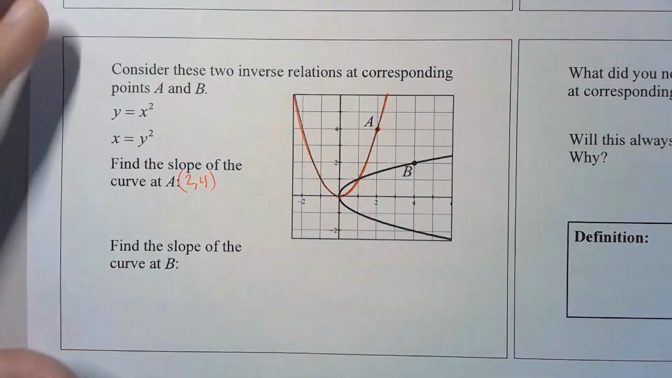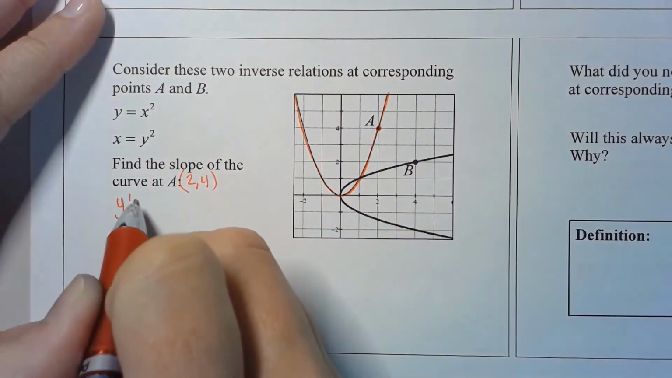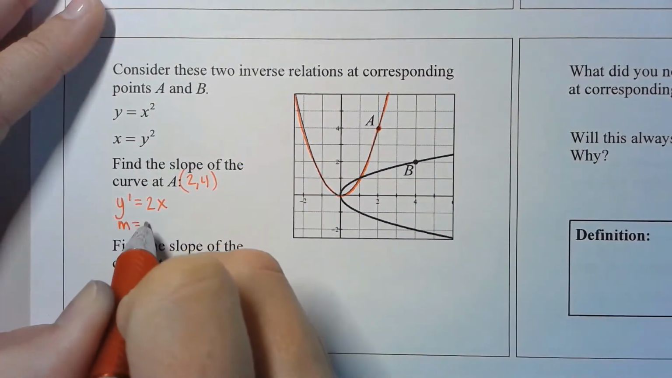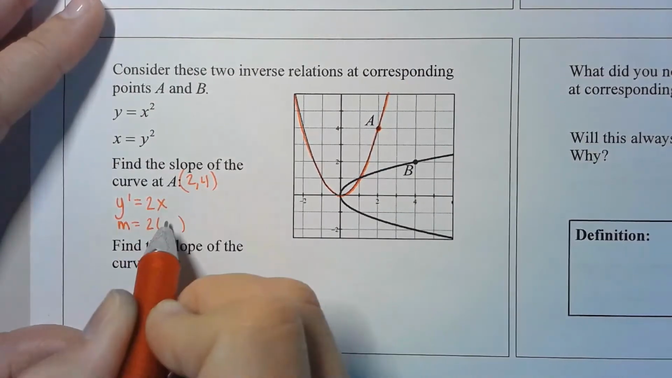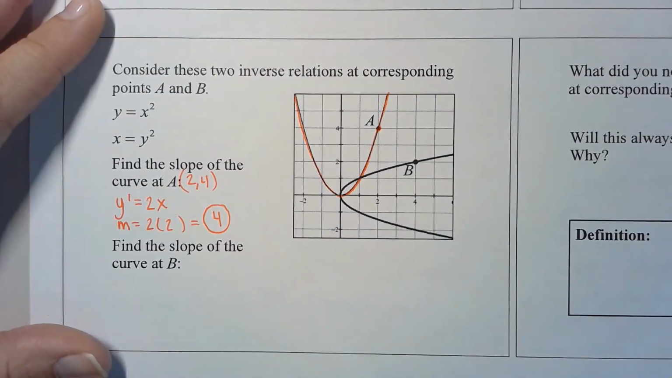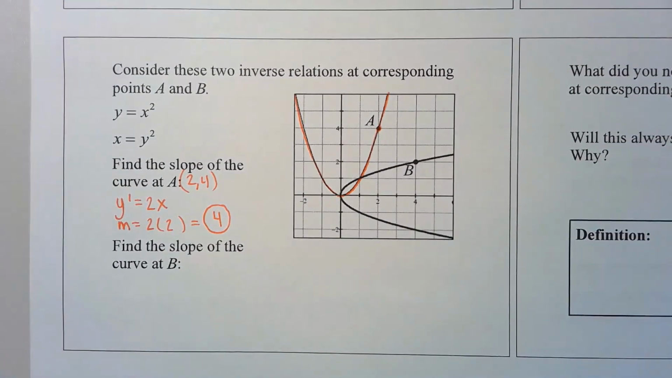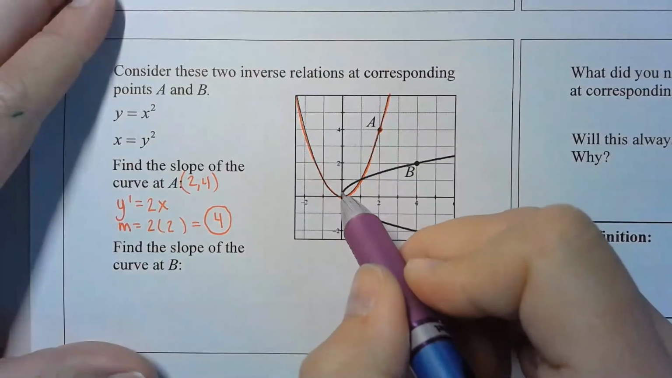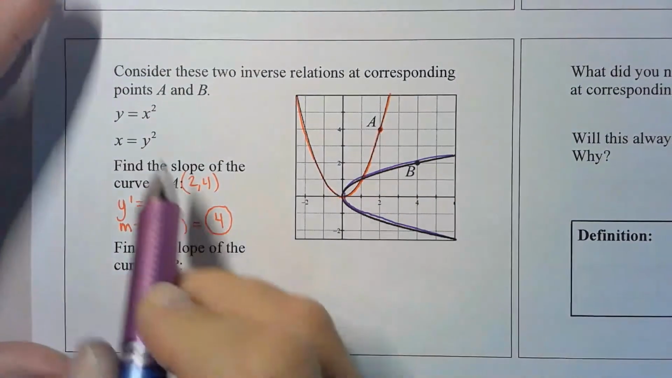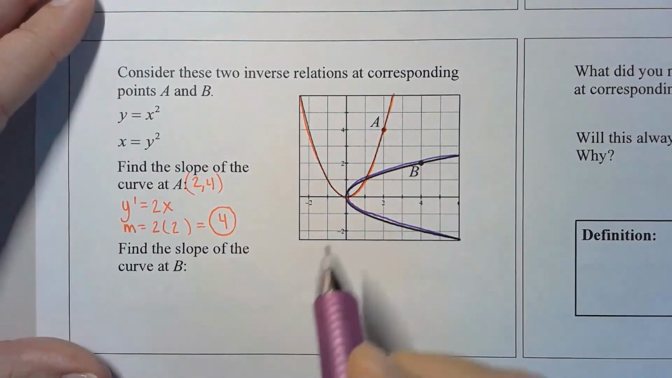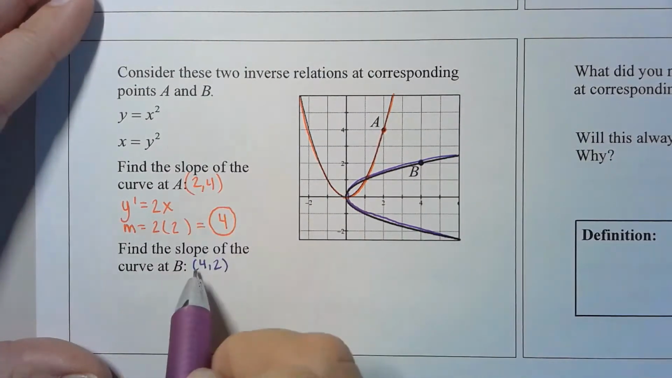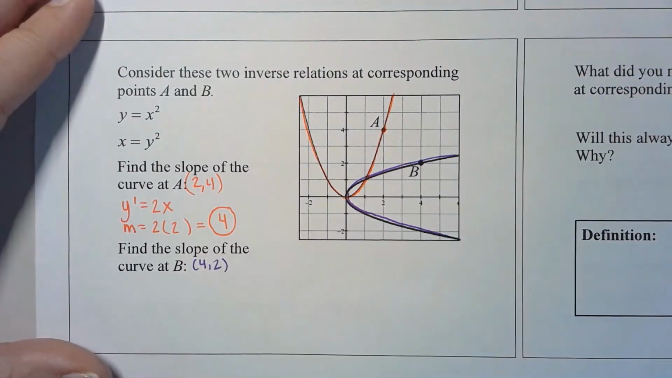Now it's not a line, so if I want to find the slope, I need the derivative. So let's see, y prime equals 2x, which means the slope equals 2 times the x coordinate, which is 2. I'll circle that. So there's the slope at A. On the inverse, we've got this sleeping parabola, the equation is x equals y squared. First of all, point B is the point 4, 2. Oh, look at that, 2, 4 becomes 4, 2. Let's talk about the slope.